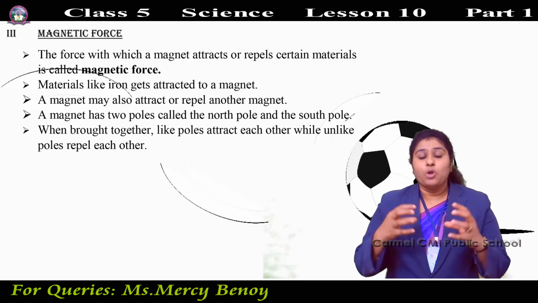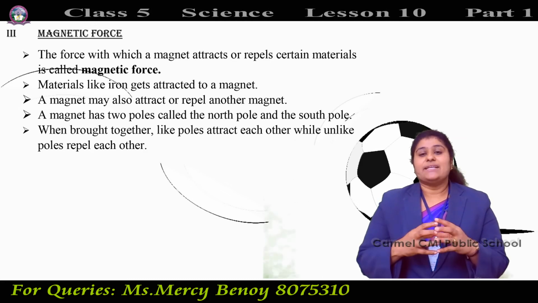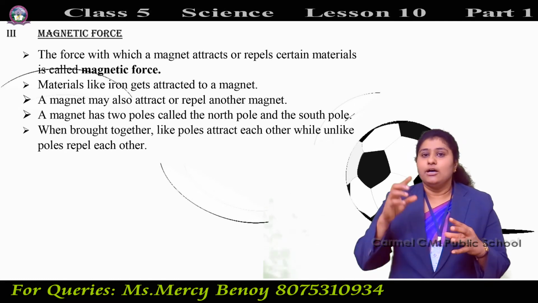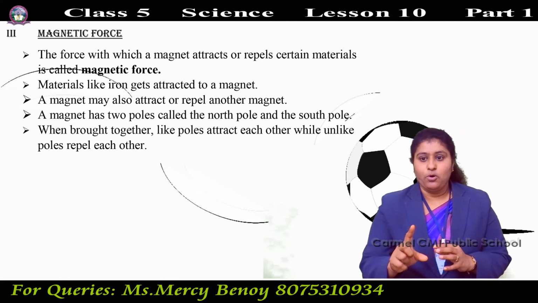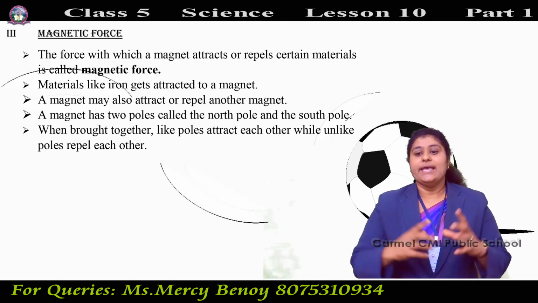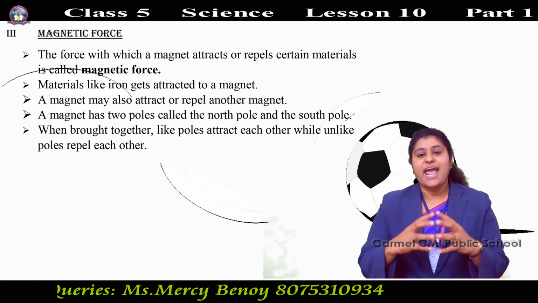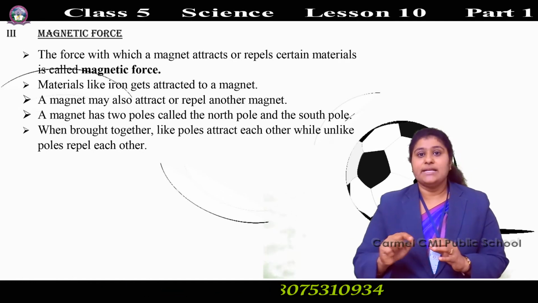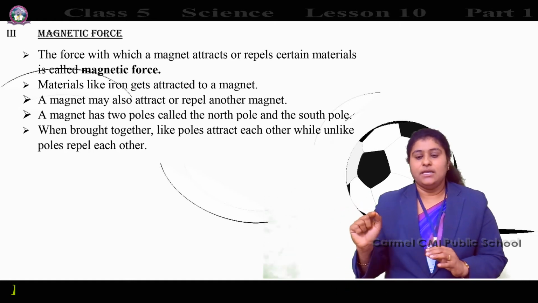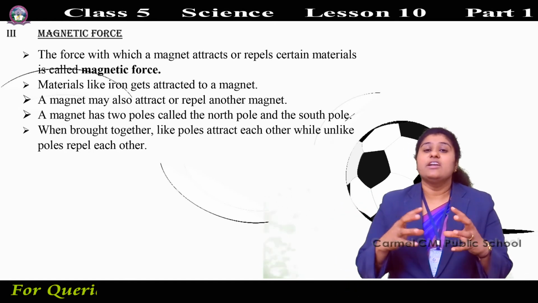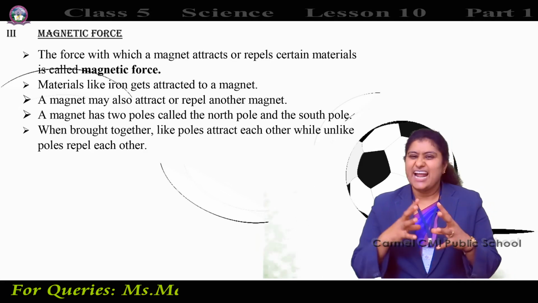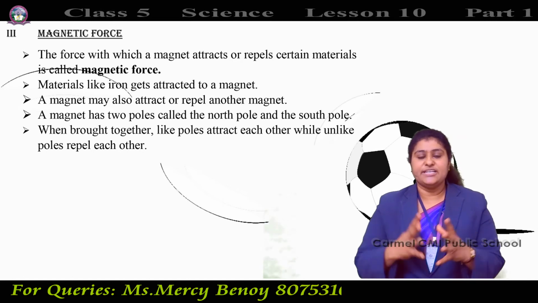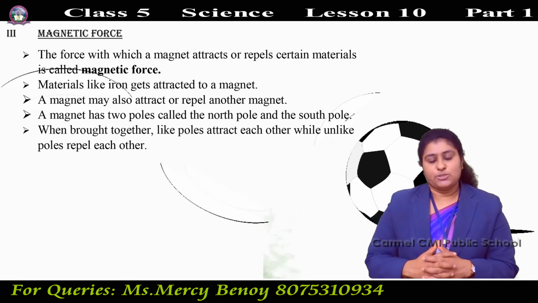When these magnets are brought together, unlike poles attract each other. Unlike means one magnet's North Pole and another magnet's South Pole, they attract each other. While like poles, the North Pole of one magnet and the North Pole of another magnet, if they are coming together, they will repel each other. Okay, the picture is given in the textbook.